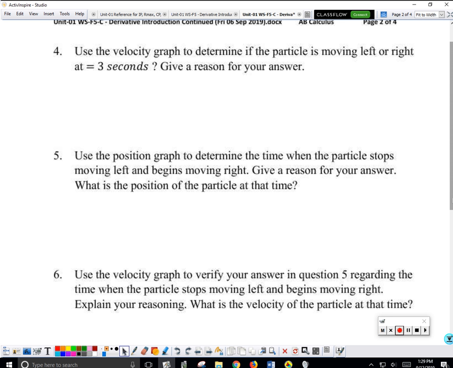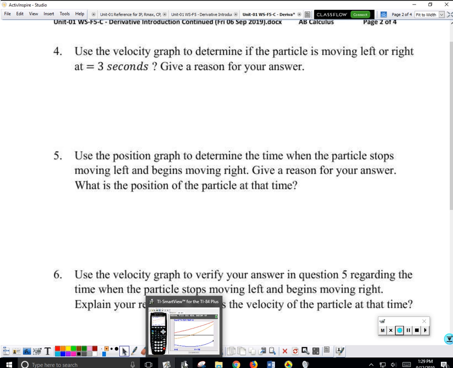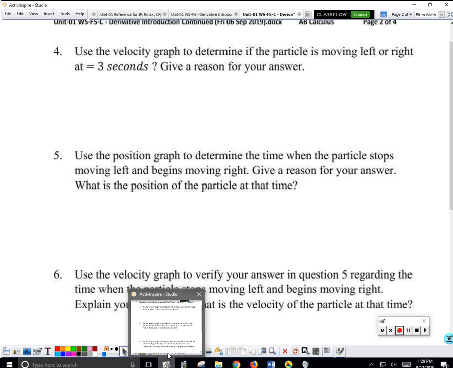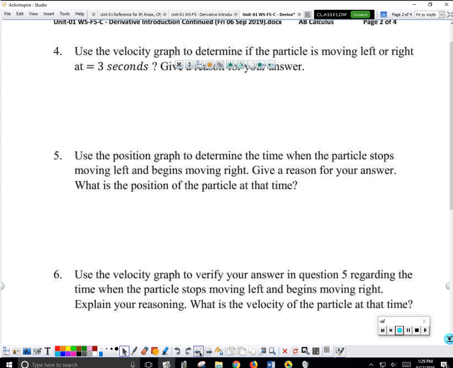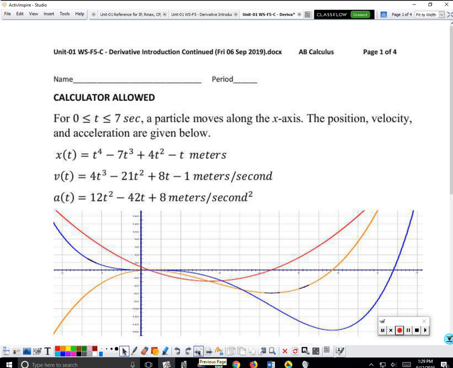It says use the position graph to determine, I understand your question now, it took me a minute. Use the position graph to determine the time when the particle stops moving left and begins moving right. Here's what you need to do. If I look at the big plot that comes with the packet, I can see that that time, and this is what you noticed, is somewhere here. Correct? Yeah. To find the exact spot, do this. So this is about 1, 2, 3, 4, 5 something. So we'll go from like 4 to 6.